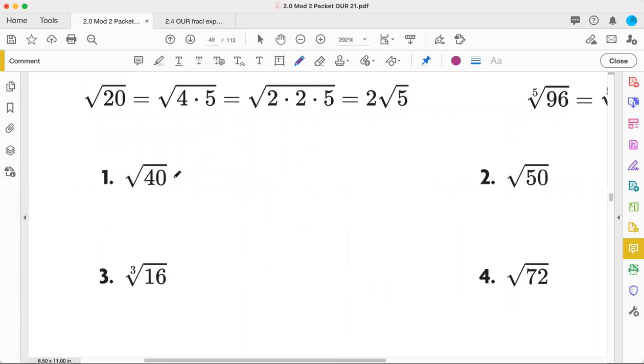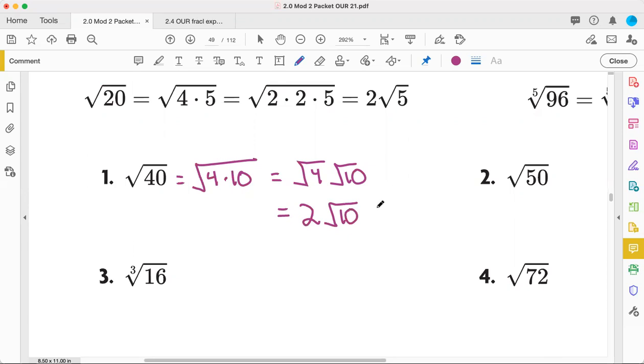What's happening here? We have the square root of 40. We could rewrite that as 4 times 10, and then rewrite that as the square root of 4 times the square root of 10. That's safe, right? What's the square root of 4? It's just 2. So I could take this further and just write 2 square root of 10. And I think that would be good, don't you think?